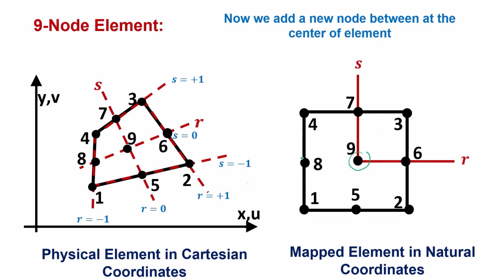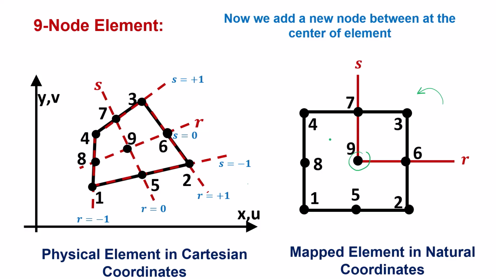On the left, you can see the physical element in Cartesian coordinates, and on the right, the mapped element in natural coordinates. Notice how the numbering still follows the counterclockwise order, with the center node labeled as node 9. This extra node gives the element full quadratic completeness.